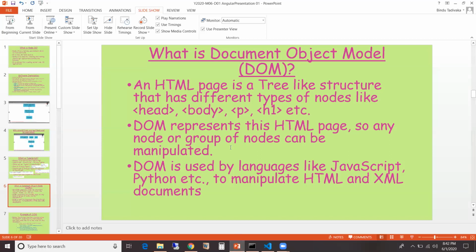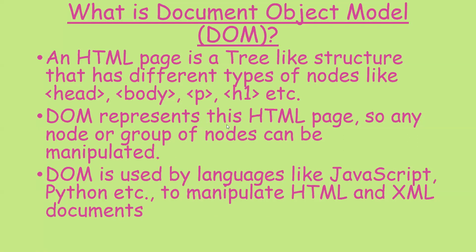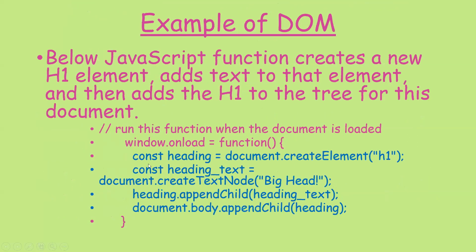And this document object model is used by languages like JavaScript, Python, etc. For example, if you look at this code, this is a JavaScript function that tries to add a heading element to the body of the HTML page. They're trying to create an H1 element.